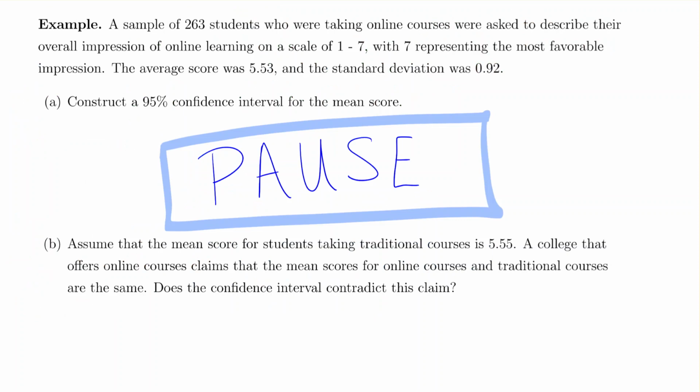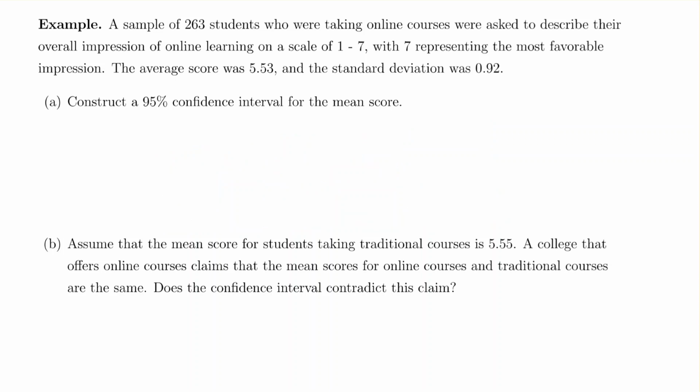So if you would read through the example, attempt A and B, and then pause the video, unpause to check your work. So here I've got a sample of 263 students. We're taking an online course. They were asked to describe their overall impression from 1 to 7. 7 is most favorable. Average score was 5.53.